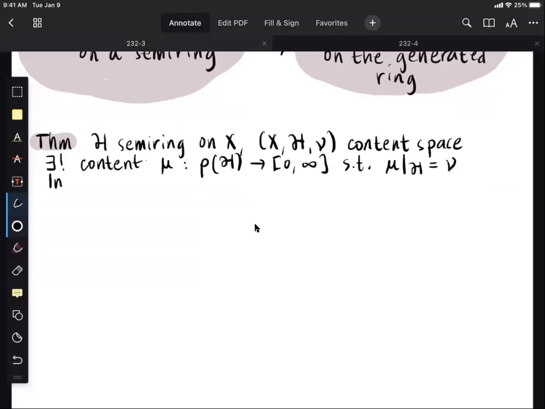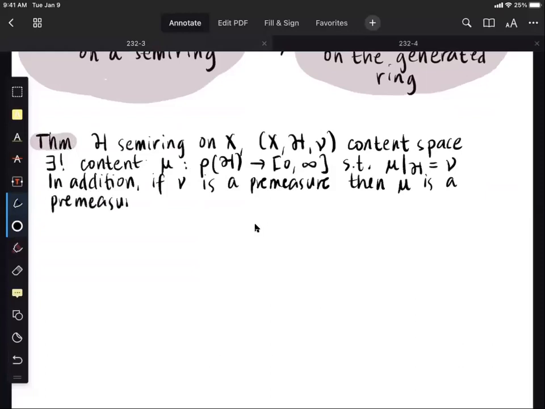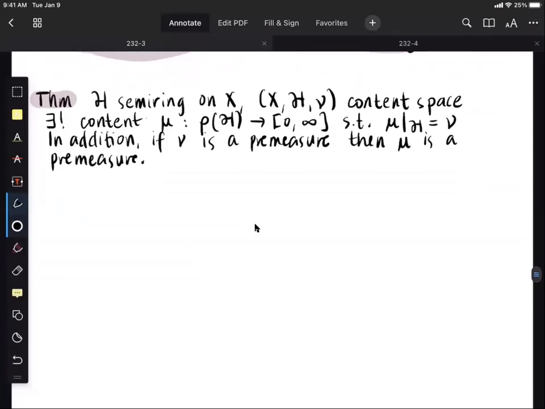In addition, if nu is a pre-measure, then mu is not only a content, but it's also a pre-measure. Okay, so we need to prove several things: the existence of the content mu, the uniqueness, and later, if nu is a pre-measure, we also need to establish that the content is also a pre-measure.